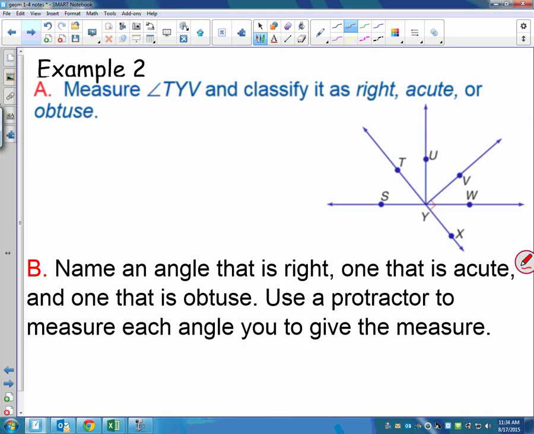So this one says measure angle TYV and classify it as right, acute, or obtuse. Before I hand you this, I want us to just look at it and see if we can think about, does it look like it's 90 degrees, less than 90 degrees, or greater than? And then we can actually talk about measuring it. TYV, so Y is in the middle.